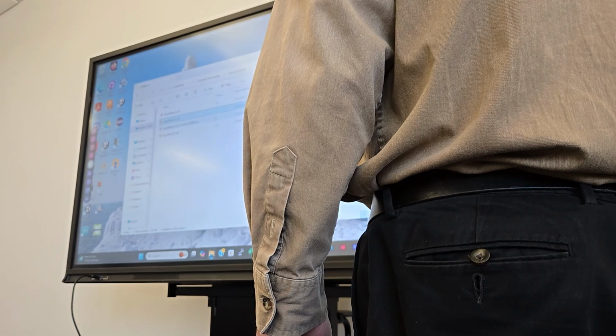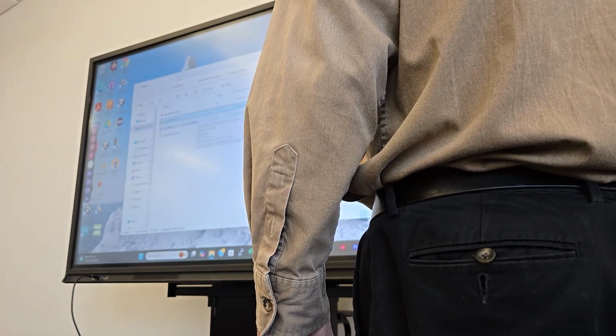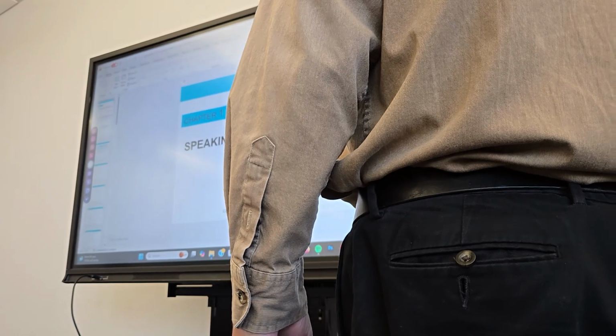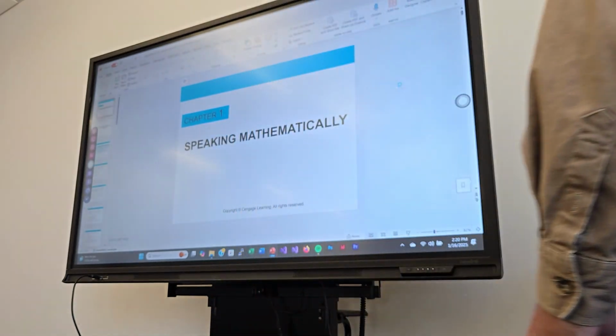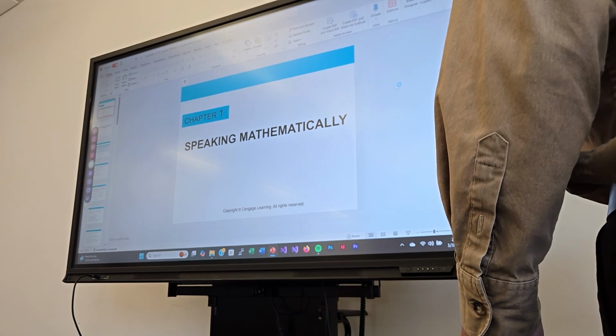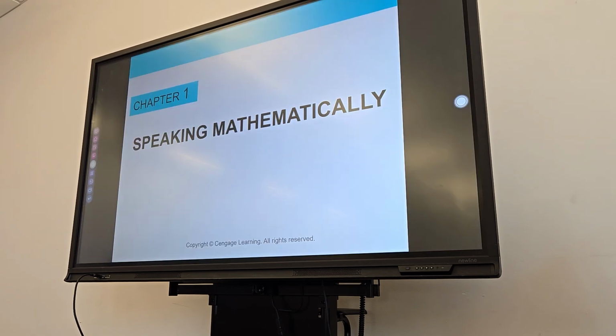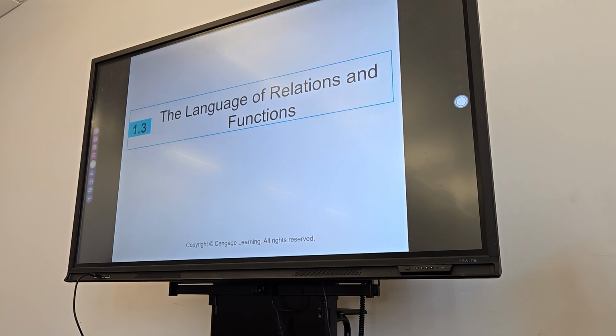Let's see here. We've burned almost an hour, so let's see if we can squeeze in one more section. Got half an hour. See if we can move through this one pretty quick. Let me start the slideshow. All right. This one is the language of relations and functions.